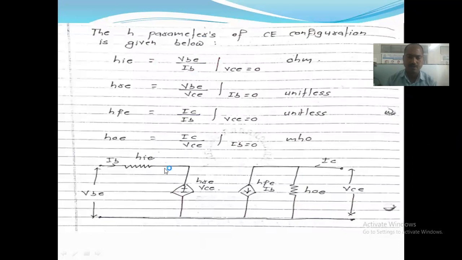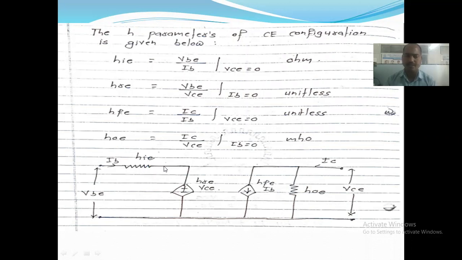So see, in that equation, VB is the input voltage, and the current flowing is IB. In that case, V1 upon I1 indicates that it is a resistance, so that's why it is HI, and for common emitter that's why it is HI.